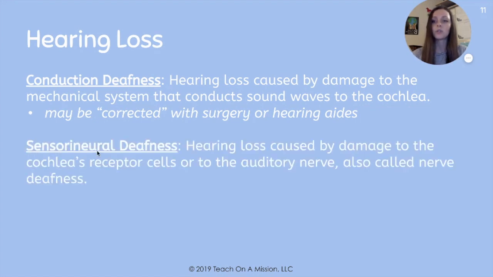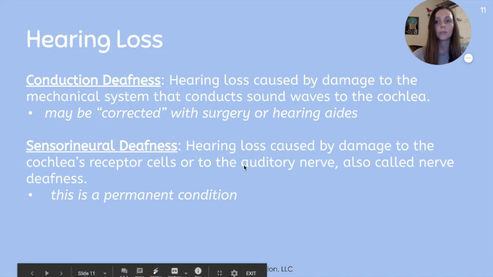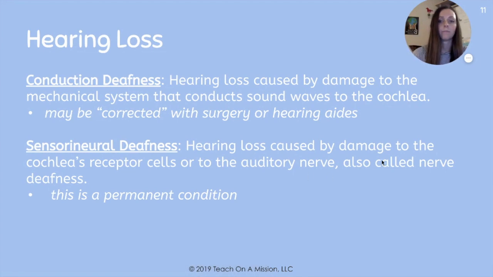We also have sensory neural deafness. So this is hearing loss caused by damage to the cochlea's receptor cells or the auditory nerve, also called nerve deafness. So this is also an issue, but this isn't with the mechanics of the sound waves reaching the cochlea. This is where we're dealing with the receptor cells, or the auditory nerve taking that information to the brain. Sensory neural deafness is a permanent condition, as opposed to conduction deafness that may be able to be corrected.